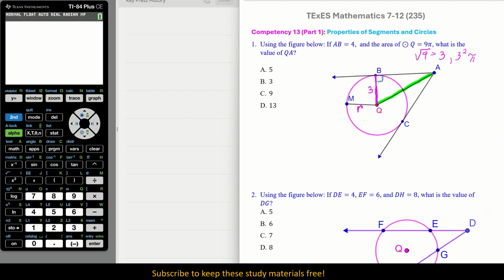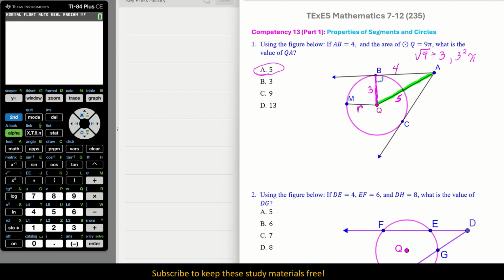Now, AB is equal to 4. Great. So that gives us our classic primitive 3, 4, wait for it, 5 triangle. So that hypotenuse, which is AQ, is also 5.